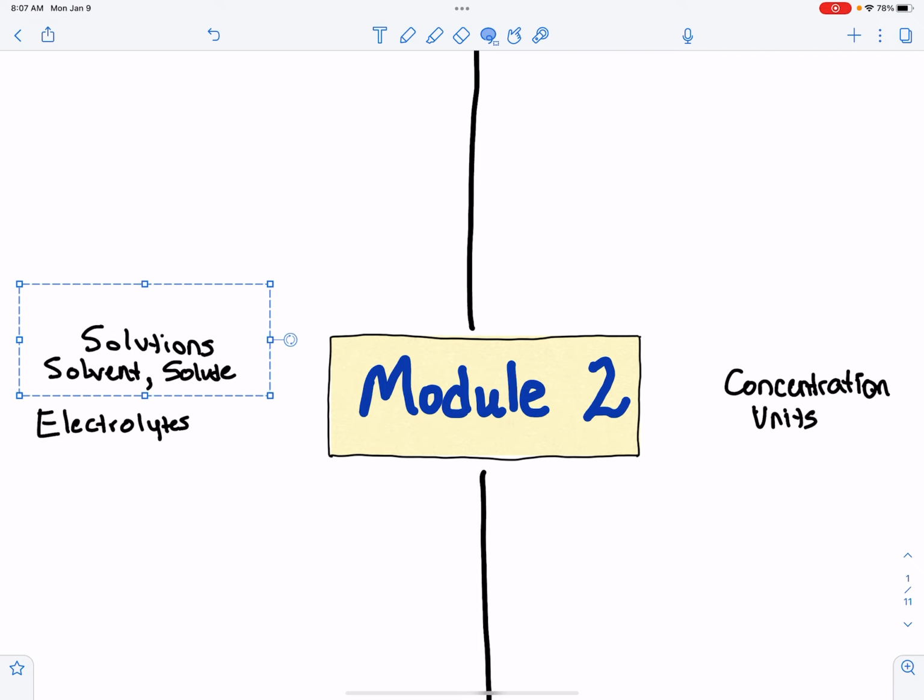And then electrolytes are basically things that dissolve in water. You can have three types. You can have strong, weak, and non. And that goes into the intermolecular forces and why they dissolve. So make sure that you pay attention. You're going to need to be able to identify electrolytes.